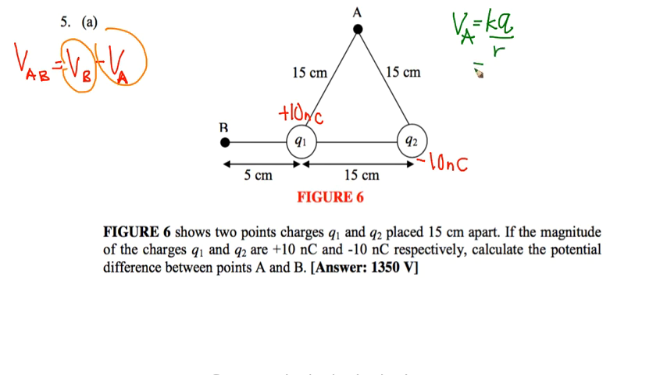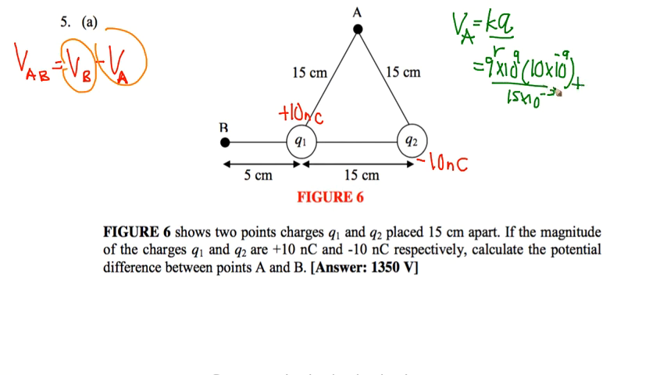For point A, the first contribution is from charge Q1. K is 9 times 10 to the power of 9. Q1 is positive, 10 nano, which is times 10 to the power of minus 9. The distance from Q1 to A is 15 cm, converted to meters is times 10 to the power of minus 2.